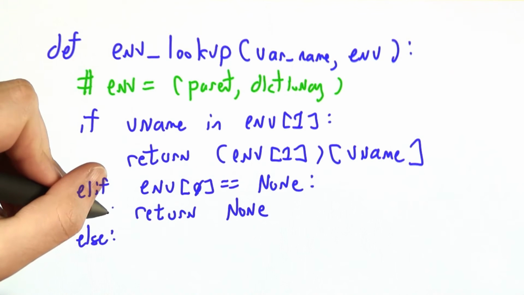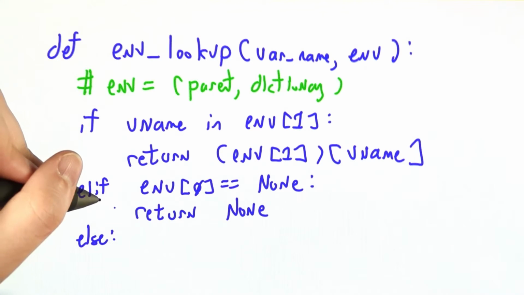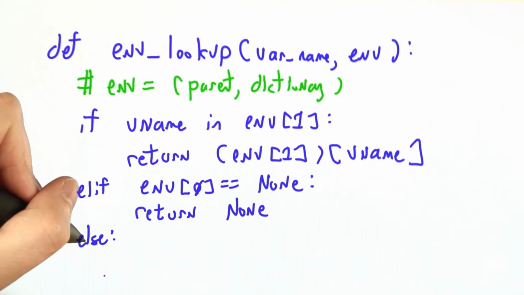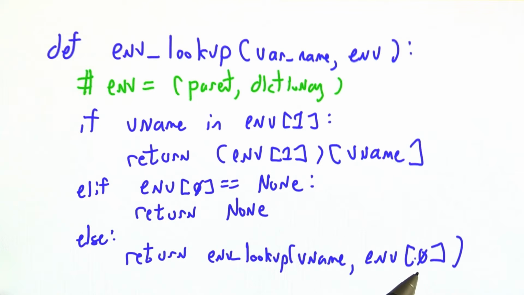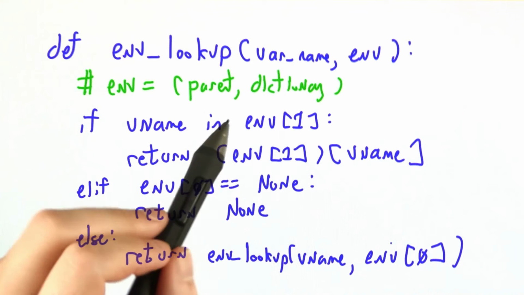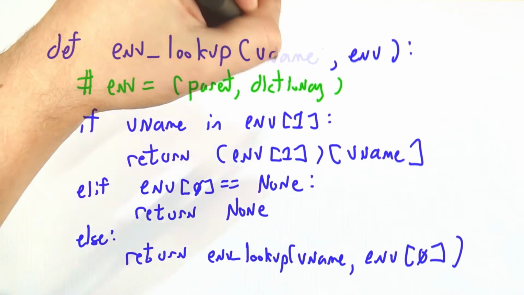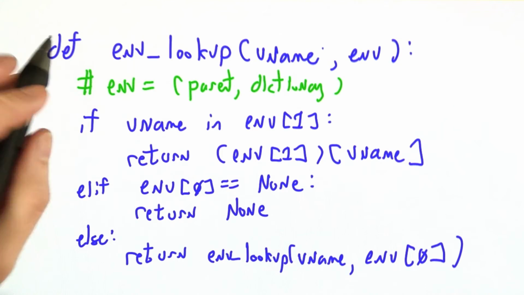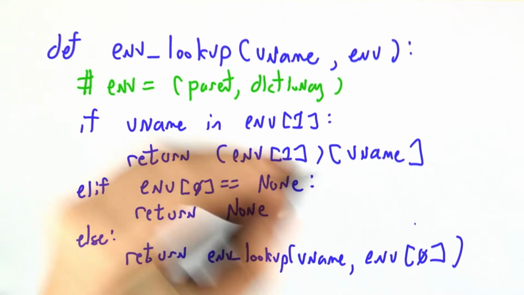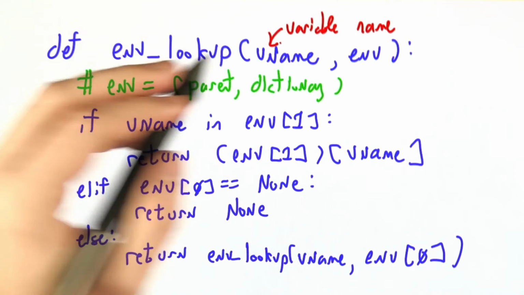But if we are not the global environment, if I don't have it in my pockets, I can check my hotel room and then my house. And I'll do that by getting my parent pointer out of position 0 and calling myself recursively. And the astute among you may notice that I was too lazy to actually call the formal parameter var_name, so let's just leave it at vname for variable name. So that's our lookup procedure.